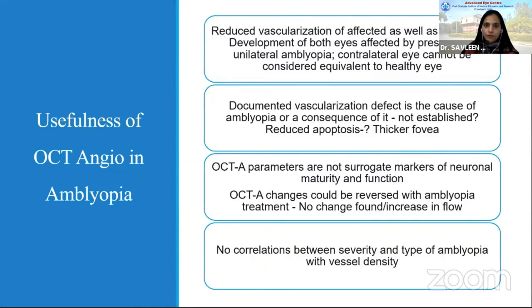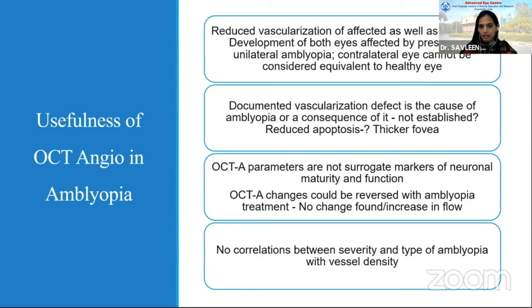So just overview of all these studies tells us that there is a reduced vascularization of the affected as well as the fellow eye. Both eyes are affected in amblyopia. So for studies, we should not take the fellow eye of amblyopia to be normal. We cannot presume it to be normal. This vascularization defect, is it the cause of amblyopia or is it because amblyopia has led to this vascularization defect?